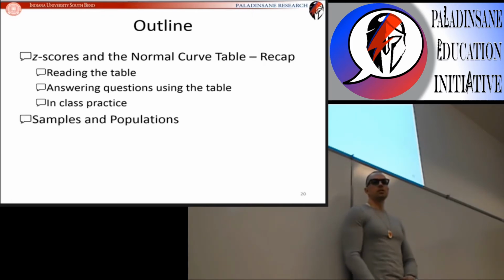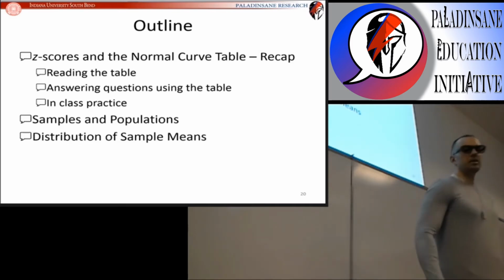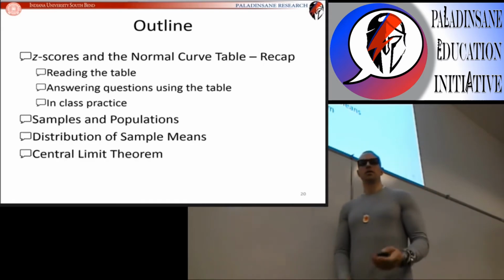And then once we're done that, we're going to take a very brief intro to samples and populations, because we are now coming up to the point where that difference is going to become really important. We're coming up to the point where dealing with the sample and dealing with the population are going to be two very different things, and we need to start thinking about that. We're going to introduce the idea of the distribution of sample means, and then we'll talk about the central limit theorem.